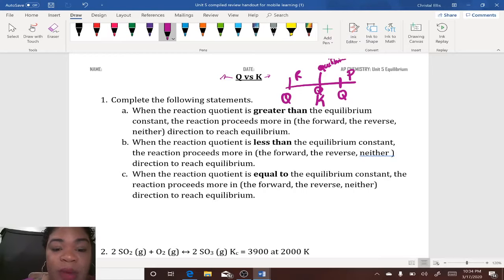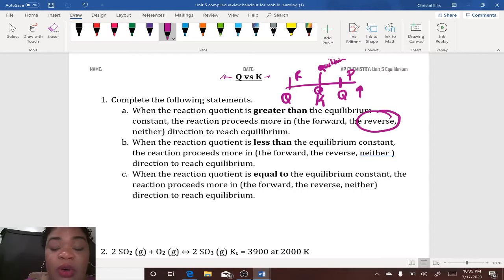So when the reaction quotient is greater than the equilibrium constant, the reaction proceeds more in which direction? If your reaction quotient is greater than the equilibrium constant, that means you're favoring products. This is what I need you to think about. If you have more products, that means that we're going to have to shift left. So shifting left would make it a reverse direction in order to reach equilibrium.